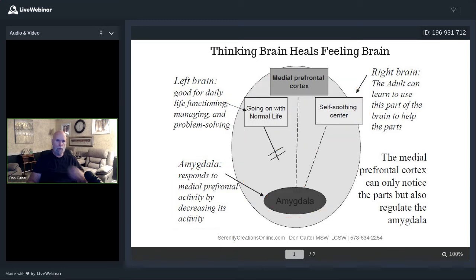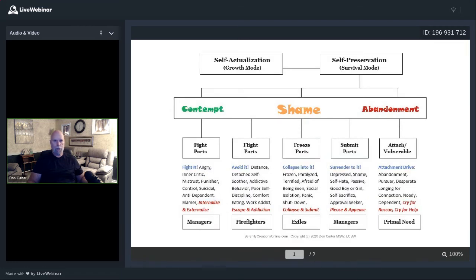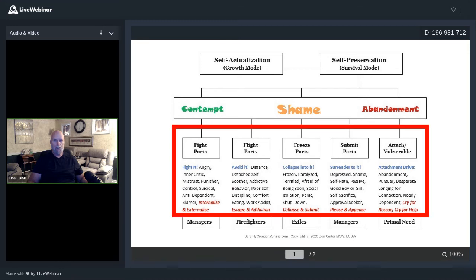Okay, so when we get triggered into a reactive part, and again, a reactive part, let me just show you, these parts here are reactive. They don't take any thought. We don't have to remember to do them. We don't have to supply any energy. We might not even be aware that we're coming from a reactive strategy. It's just something that gets triggered when we get triggered into survival mode.